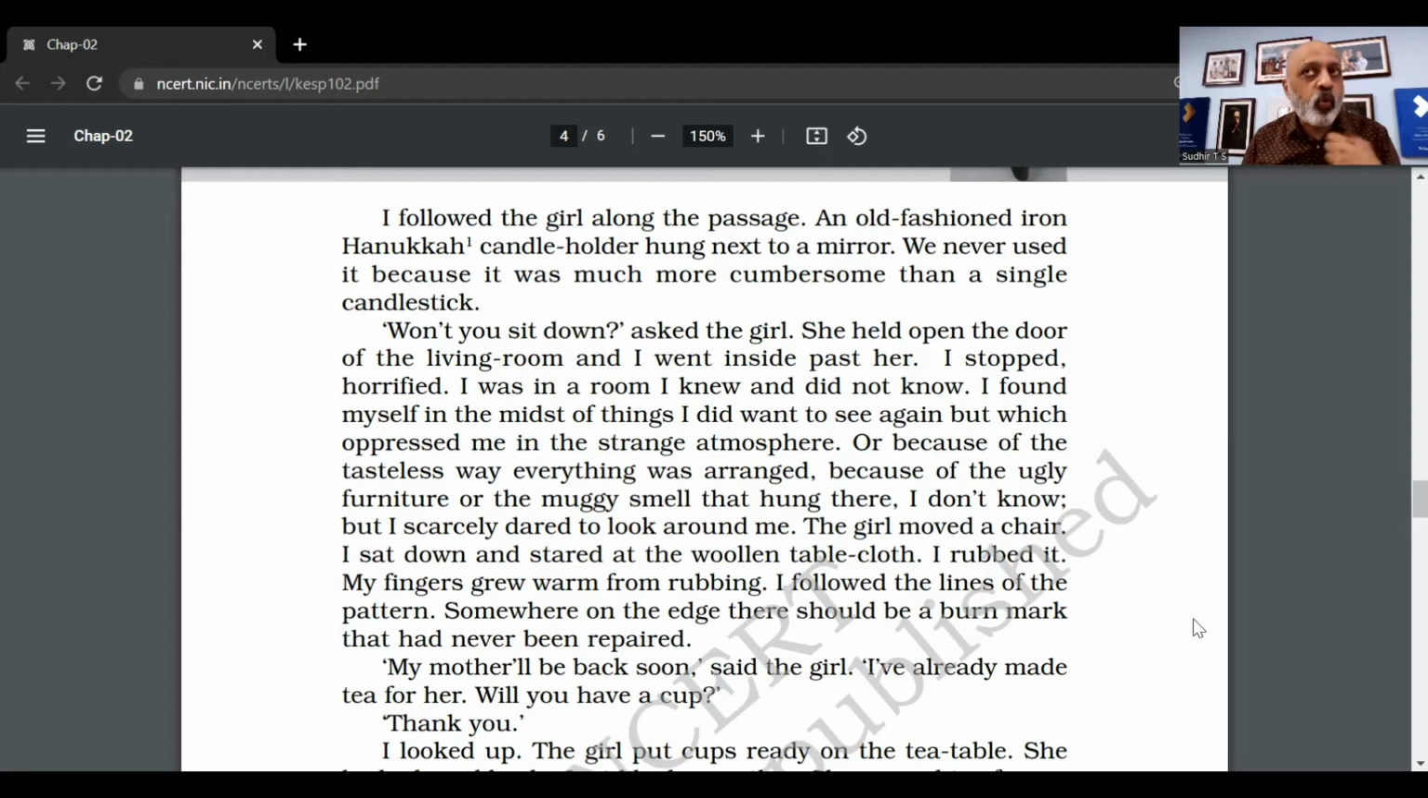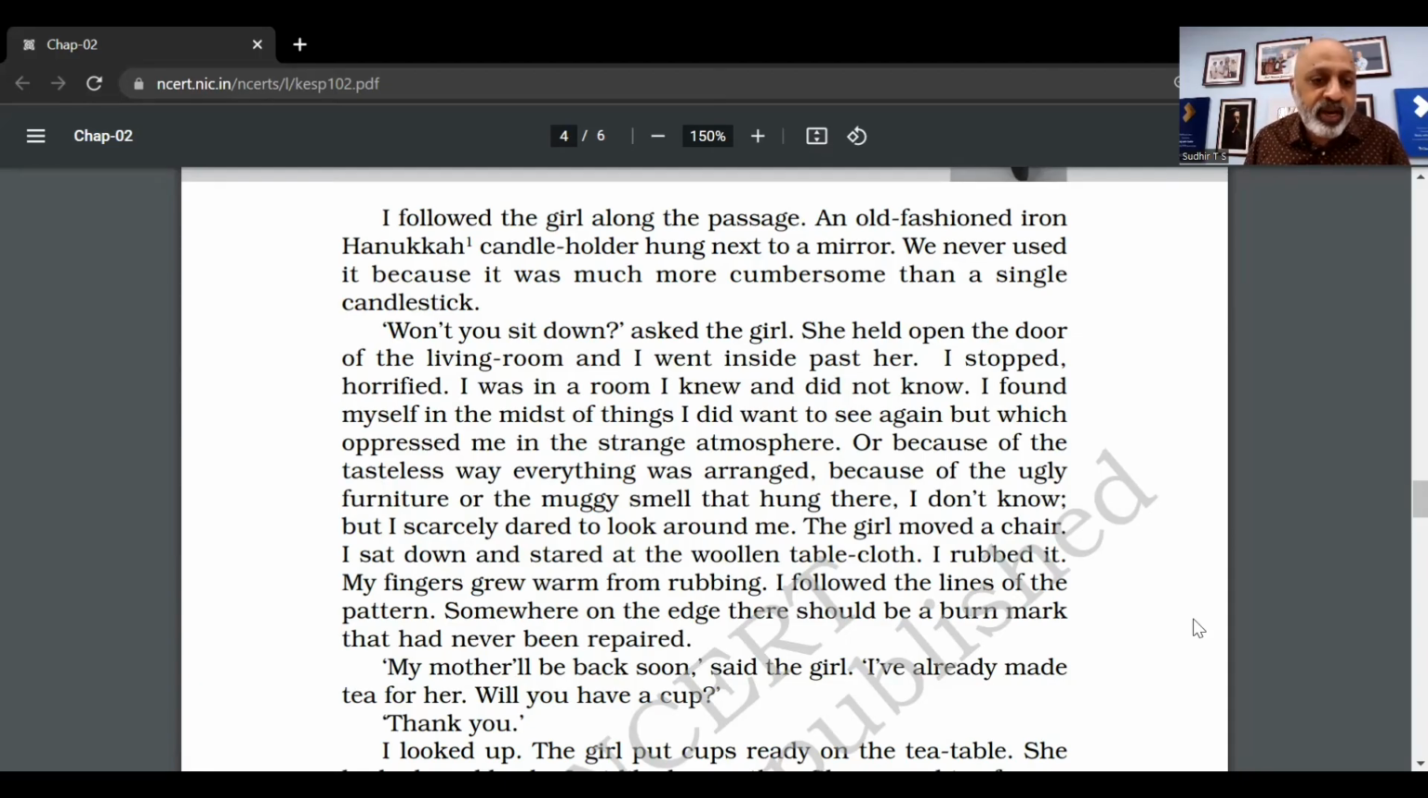So if you get a question as to why the narrator feels strange, that she knows and does not know, you need to mention these 2 points. Or perhaps it was the tasteless, meaning there is no proper aesthetic arrangement to that particular furniture, because of the ugly furniture or the muggy smell. Muggy means the same as the musty smell which I talked about earlier. I don't know, but I scarcely dared to look around me.